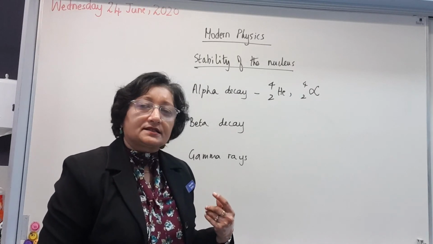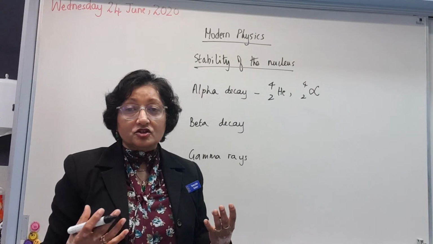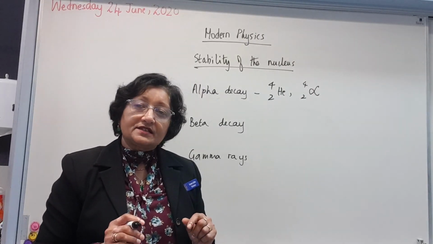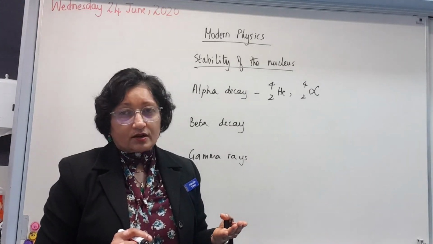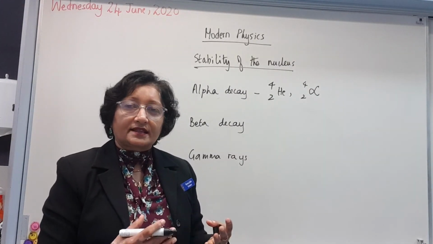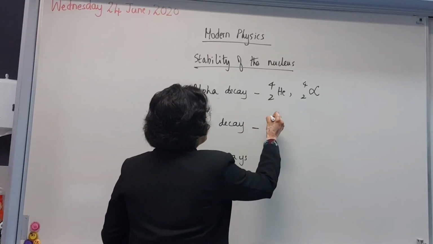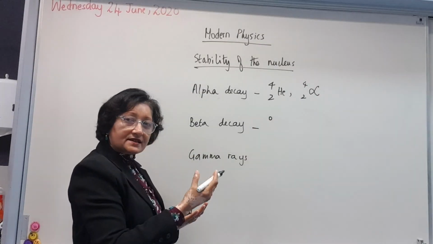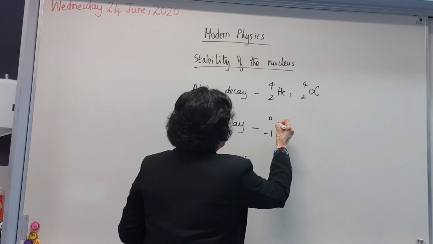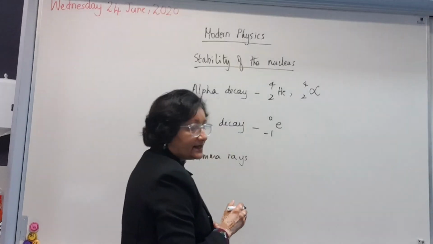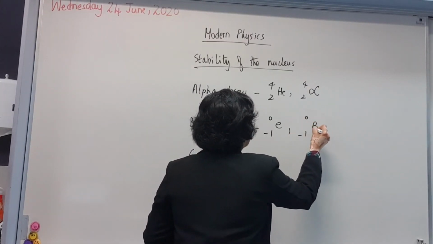Now, beta particles are fast-moving electrons, but these are not electrons from the outside of the nucleus. These electrons are emitted because a neutron changes into a proton, and it gives out an electron, and the electron is what comes out as a beta particle. So, beta particle electrons have hardly any mass compared to your protons or neutrons, and this is how an electron is written, or a beta particle.